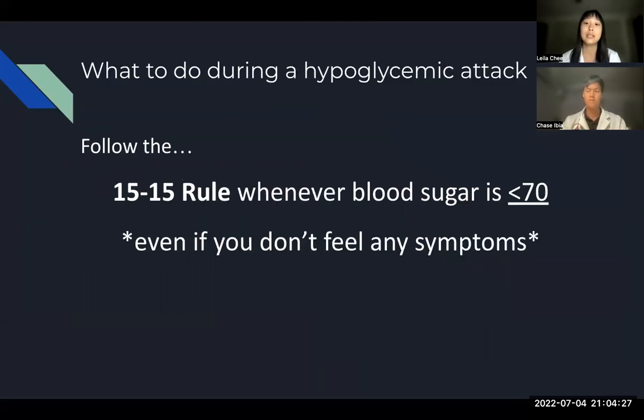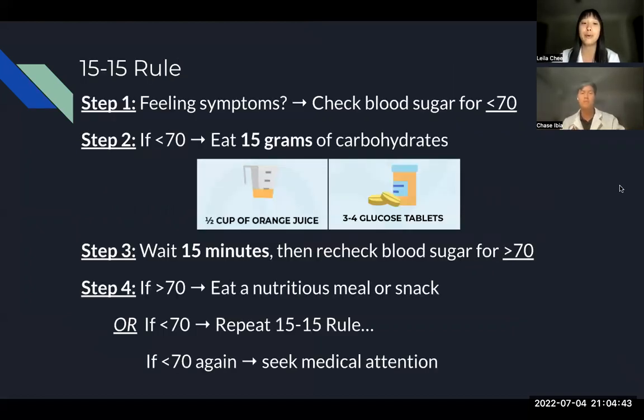So when experiencing a hypoglycemic attack, it's important to follow the 15-15 rule. And this would be whenever your blood sugar is less than 70. And it's important to note this is even if you do not feel any symptoms. For step 1, if you do feel any symptoms, check your blood sugar for a less than 70 value. If so, you want to eat 15 grams of carbs, and this includes examples like half a cup of orange juice or 3 to 4 glucose tablets.